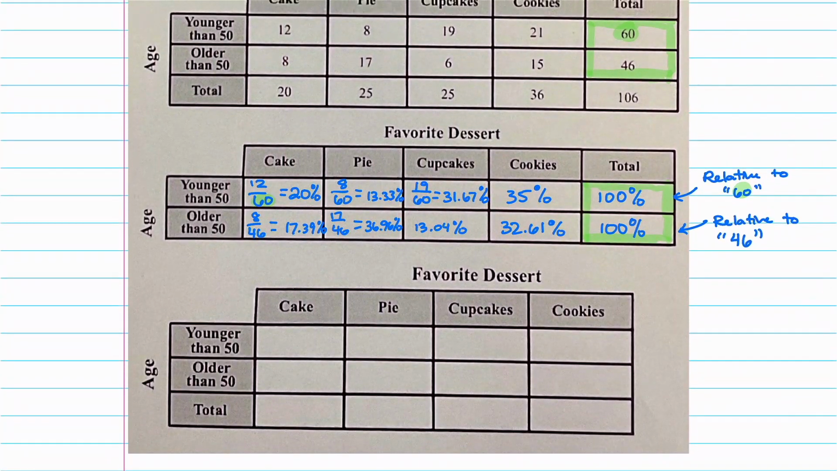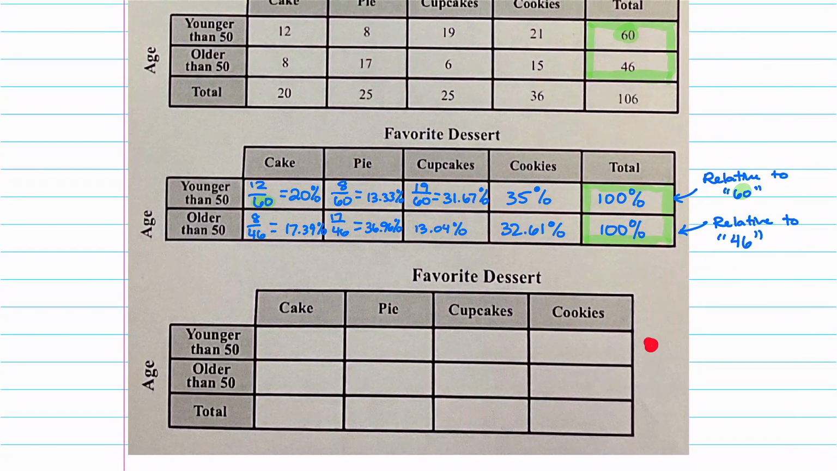On the next one, and this is our last one, I want you to notice that the totals over here are gone. And this time, I still don't have a total. Nothing's missing. What I do have is the totals down here. So now I'm not going to be focusing relative to this. I'm going to be focusing relative to the bottom. My totals are down here. So my relative frequencies are going to be based off the totals down here.